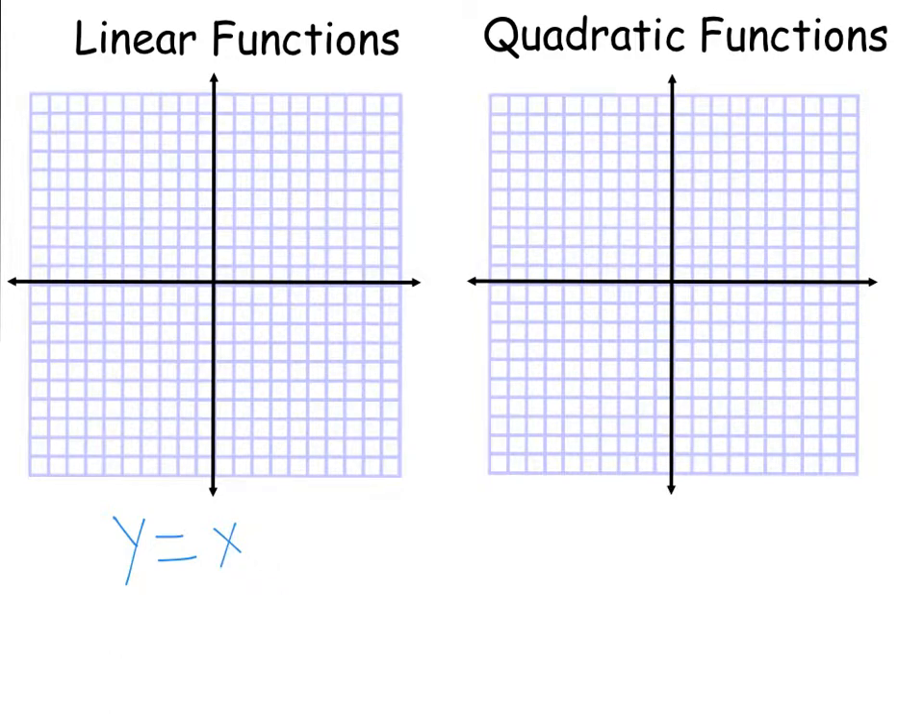Lines. The parent function for a line would be y equals x. Really, really basic. It's got a y-intercept of 0 and a slope of 1. I'm just putting in all these points. I don't need to make a table for this one. Some of the others you might.